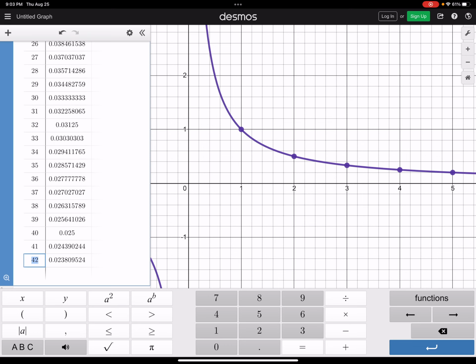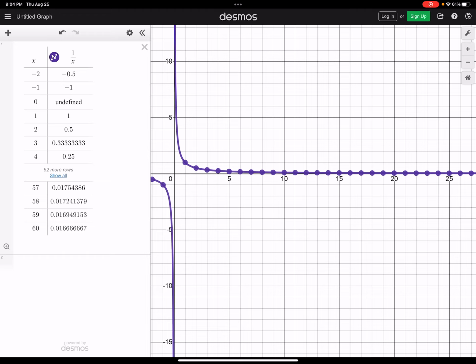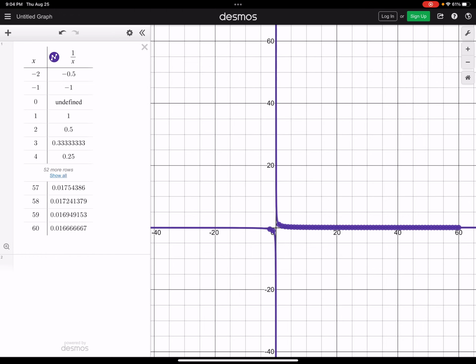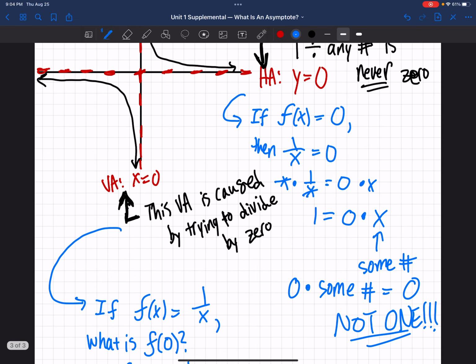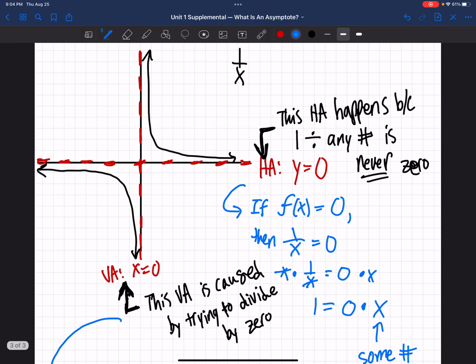Right? There's always something. If I had 60 pieces of a pie, I'd have 0.01666 repeating, right, amount of pie. But I wouldn't have 0, right? I would have something close to 0, but I wouldn't actually have 0. So that's it. That's why. I hope that this does a little bit better explanation as to why these asymptotes exist for rational functions. Okay?